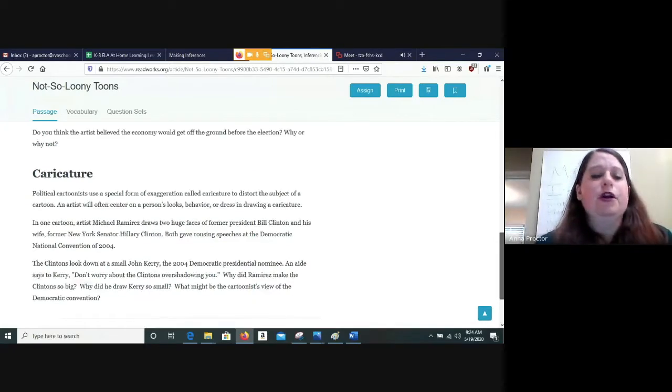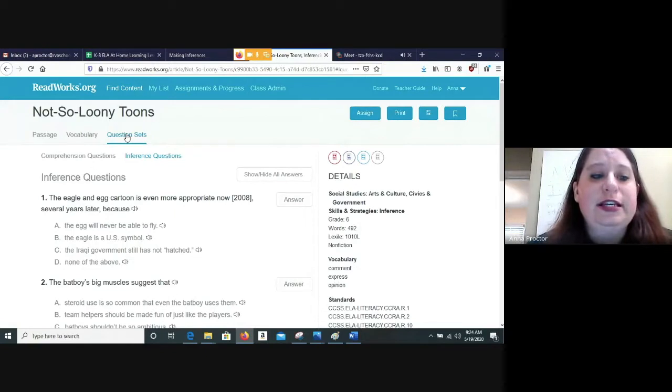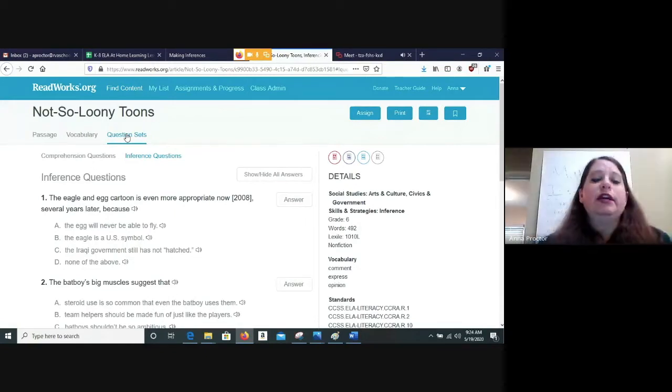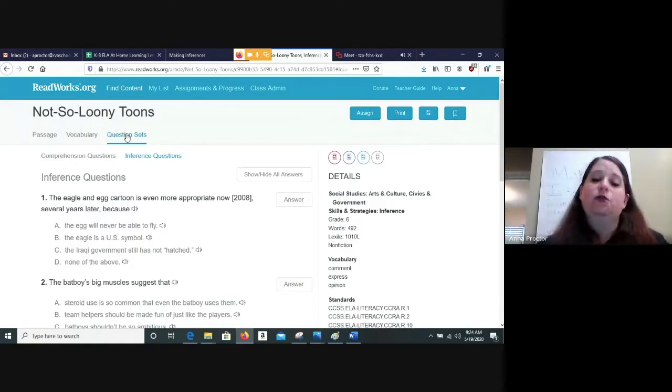So now we're going to get to our questions. We're going to look at the inference questions. And what we're going to need to do is go back and reread to get text evidence in order to make an inference, along with using our background knowledge.